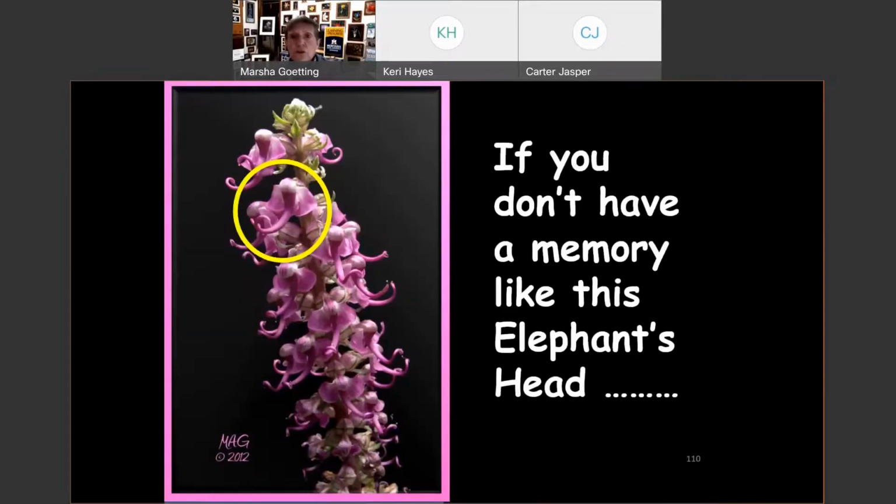And if you don't have a memory like the elephant's head... Yeah, that's an elephant head, can't you tell?